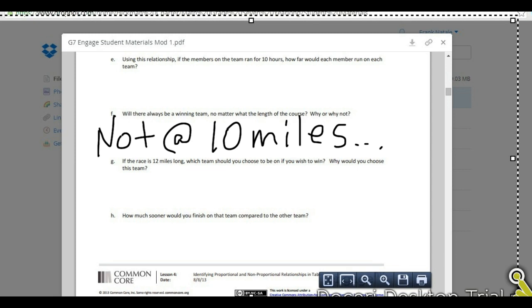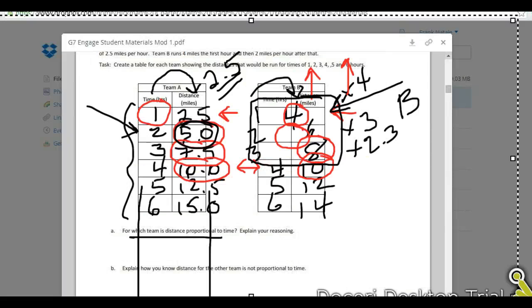2.5 miles per hour. Okay, so if the race is 12 miles long, which team should you choose to be on if you wish to win? And again, why would you choose this team? Well, because they would win. But if we go back and take a look, we can see we decided that at 10 miles, it's a tie, no winner. Any distance race before that, you'd want to be on B, and any distance race after that, you'd want to be on A.